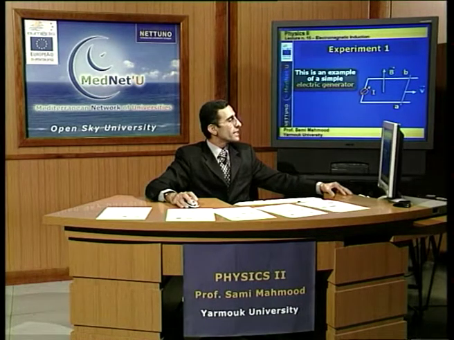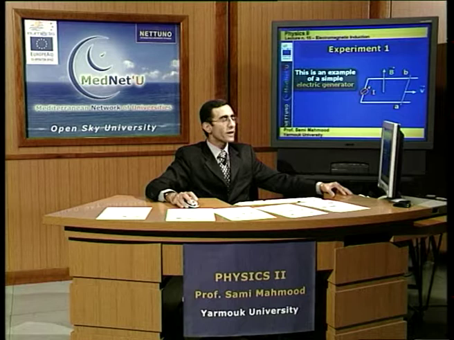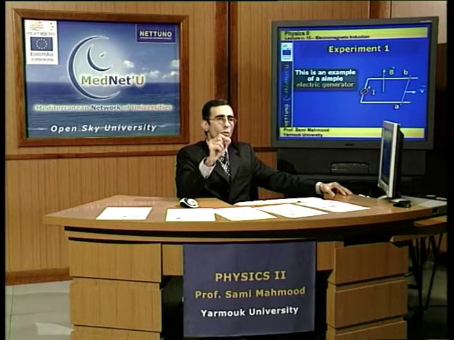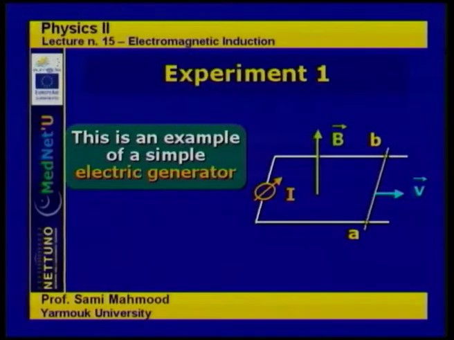Experiment number 1 is an example of a simple electrical generator, because here we are converting mechanical motion. We are moving a wire, and this motion of the wire is producing an electromotive force in the circuit. It produces electromotive force, it produces current. So this is an example of the electrical generator.